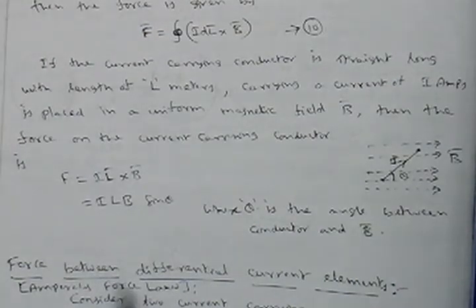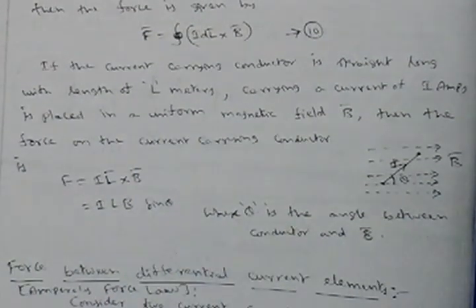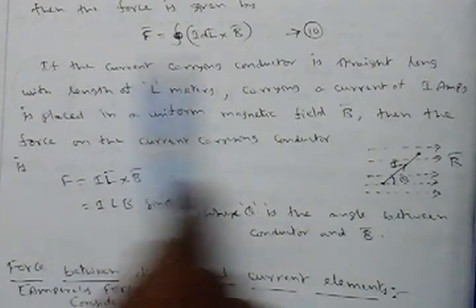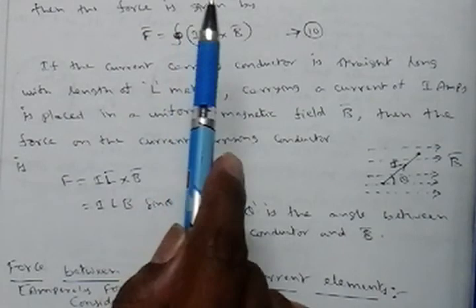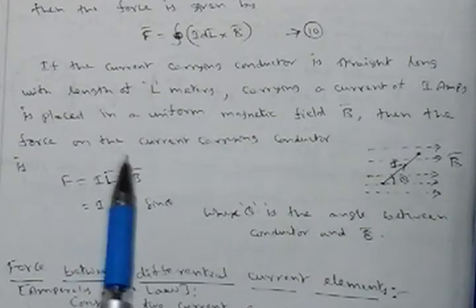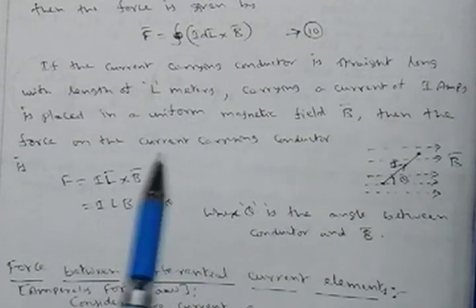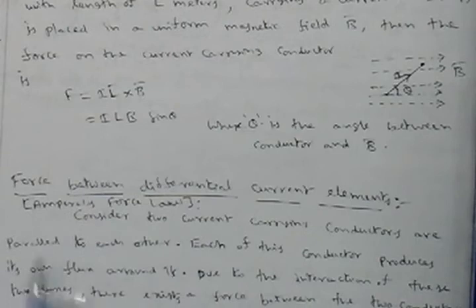So this is about the force experienced by all the three terms: differential surface area, differential length, and differential volume. This equation is the force due to a differential current element only, a single element. Now we are going to see the force between two conductor elements, that is, between two differential current elements, and how that can be analyzed.